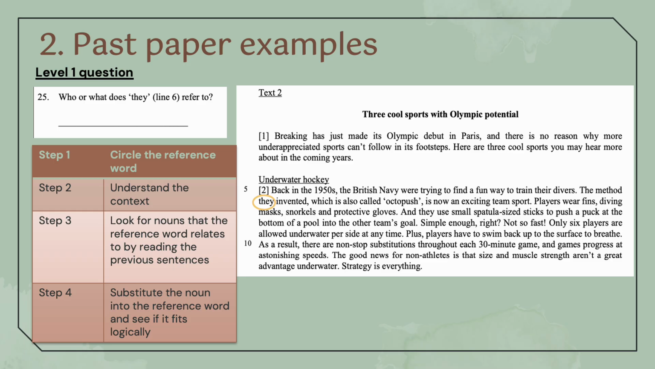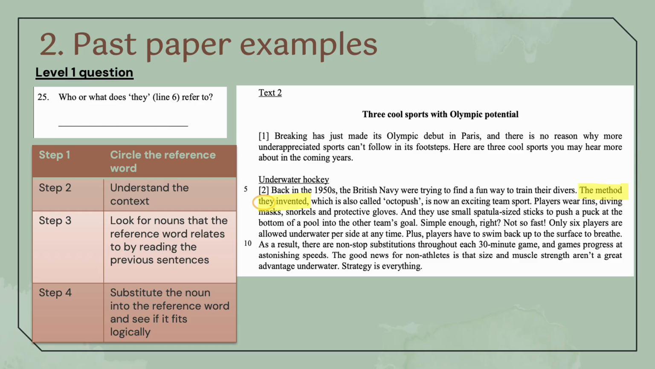So, by following step number 1 and step number 2, we circle the word they in line 6 first, and after that we read the sentence containing the word they. Following these rules, we can obviously see that they refer to a group of people who invented the method. If there are no questions, let's move on to step number 3.